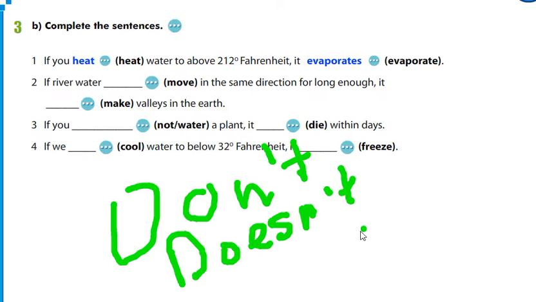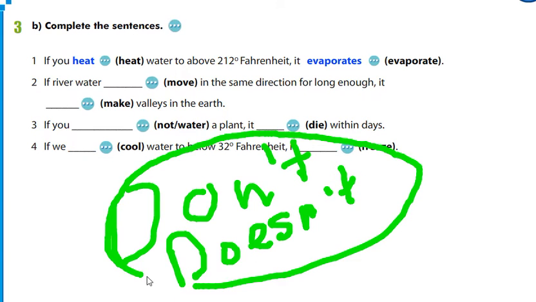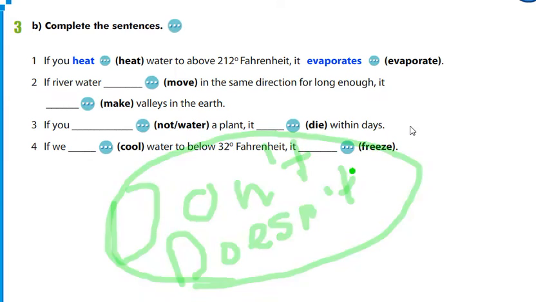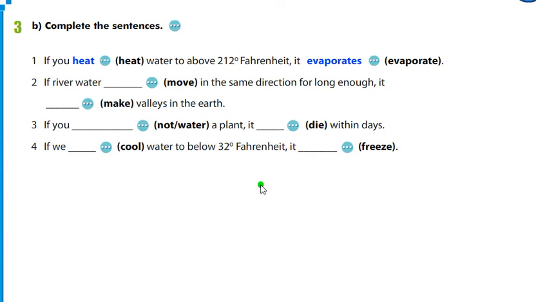You have already seen this. So be careful when you use the negatives, okay? And then the verb that follows needs to be in the base form. This is just a small review. If river water moves, then it makes valleys in the earth.